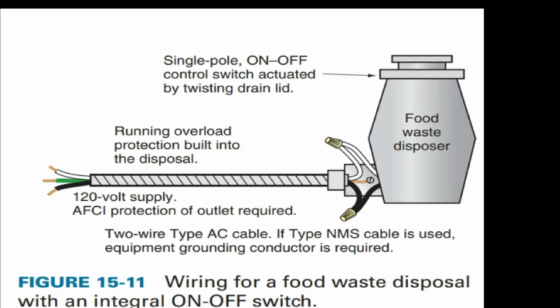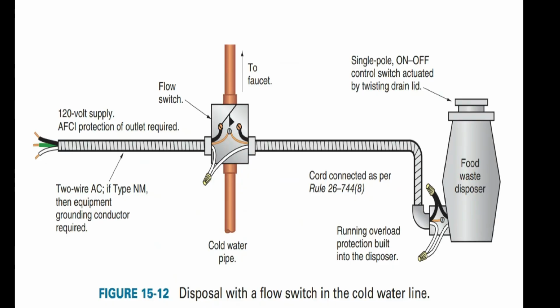Integral on-off switch. A food waste disposal may be equipped with an integral pre-wired control switch. This integral control starts and stops the disposal when the user twists the drain cover into place. An extra on-off switch is not required. To connect the disposal, the electrician runs the supply conductors directly to the junction box on the disposal and makes the proper connections. Disposal with flow switch and cold water line.